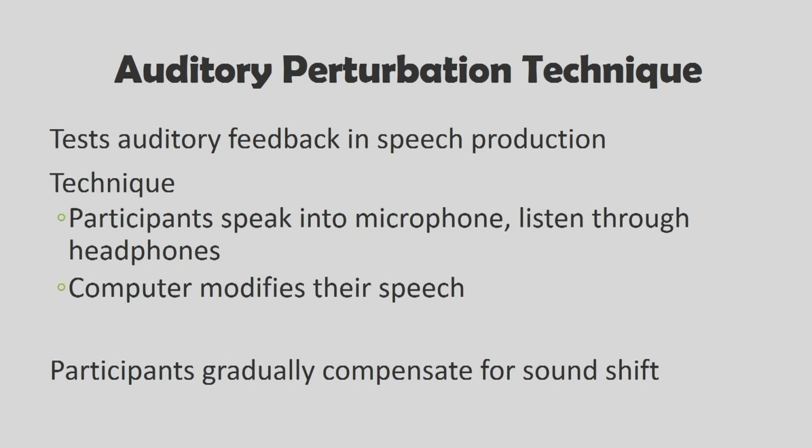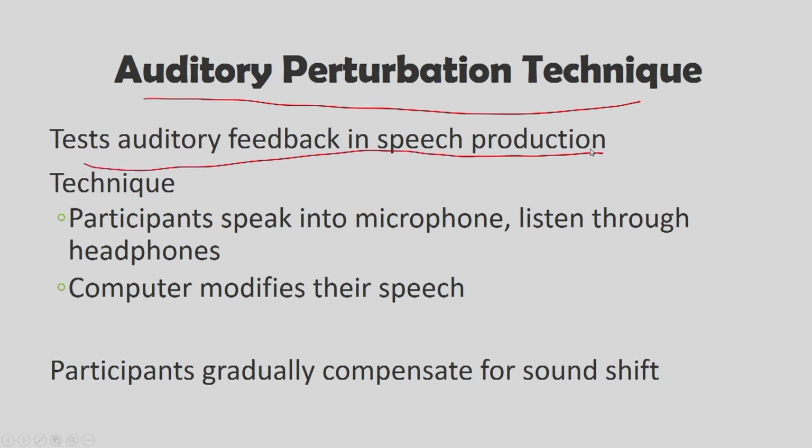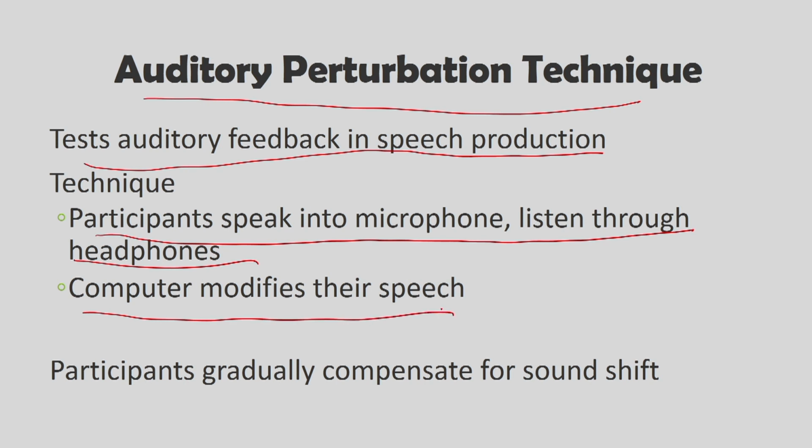Now, the role of auditory feedback in speech production can be tested by something called the auditory perturbation technique. And so, what happens in the auditory perturbation technique? It tests the auditory feedback in speech production. What is the technique like? Participants speak into a microphone and listen through headphones. So, you speak into a microphone and you hear your own speech in the headphones. What happens here is the computer modifies their speech. What it does is it delays the speech.